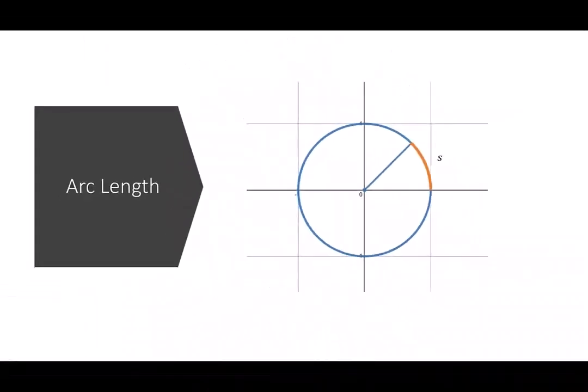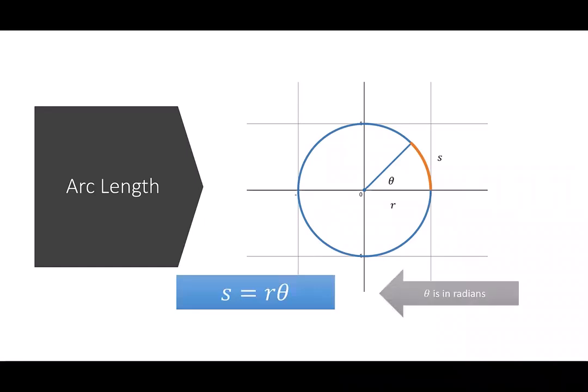Let's add some definitions to help us with this discussion. We're going to use the letter S to stand for arc length. The arc length will be related to the radius r of the circle and the angle theta that it goes through. The formula is S is equal to r times theta. It's important that you put theta in radians, not degrees, when you do this calculation.